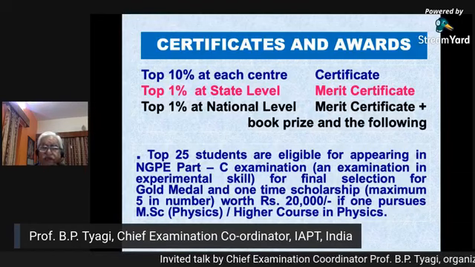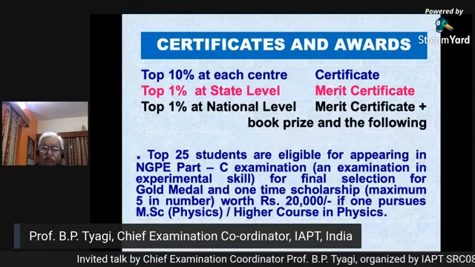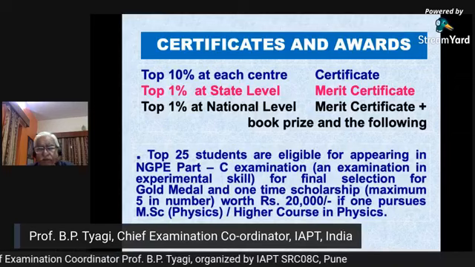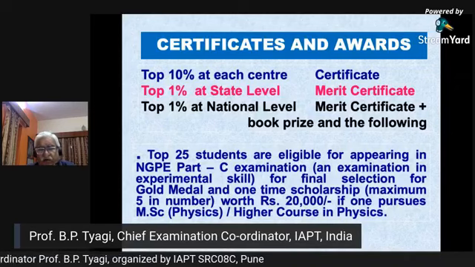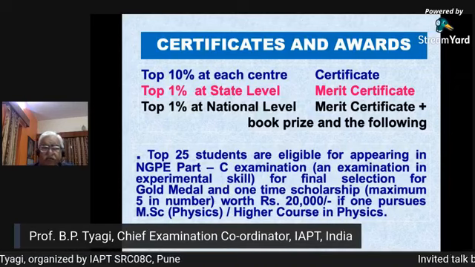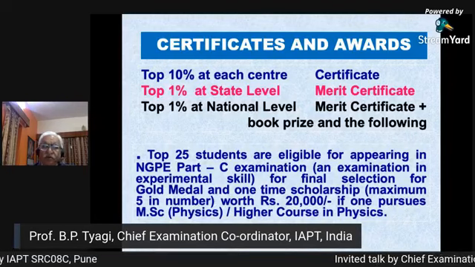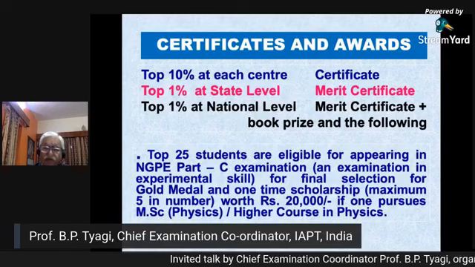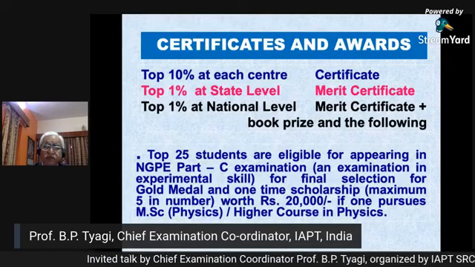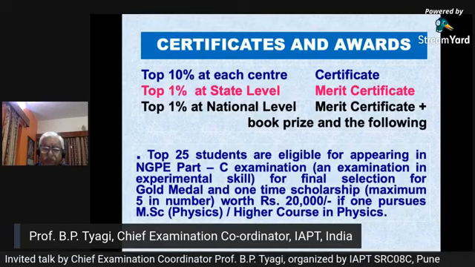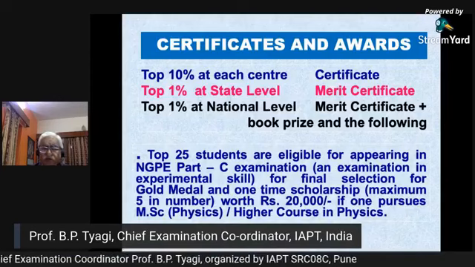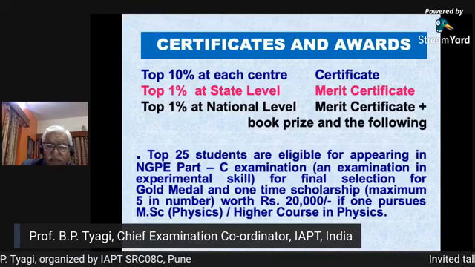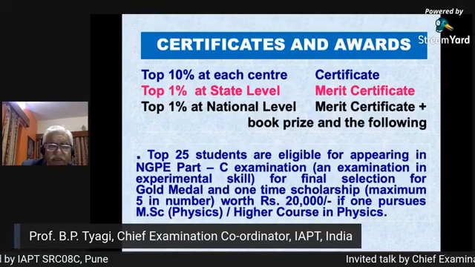They took all the readings and made all the observations and calculations, and this was all uploaded. And this was examined, and the national gold medalists were found and declared. This was all done on 20th August 2020, when the corona days were at peak. So this is about the examination in experimental skill.